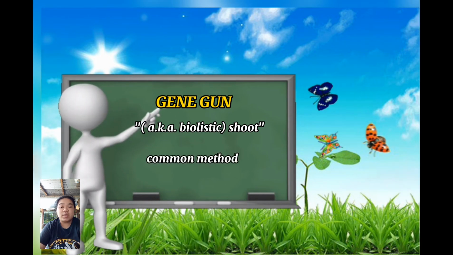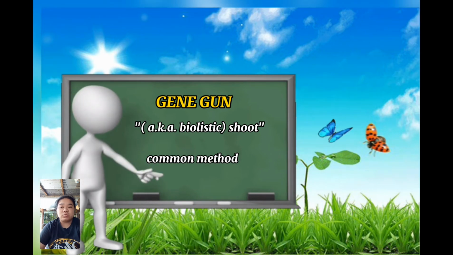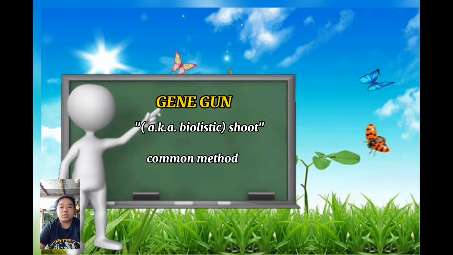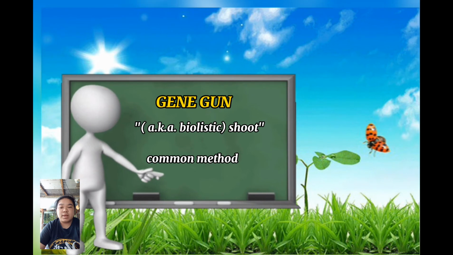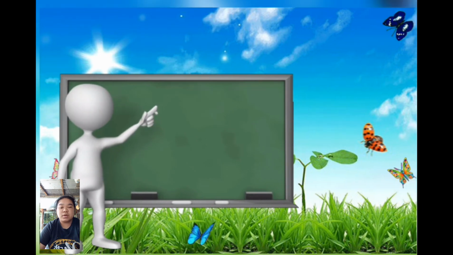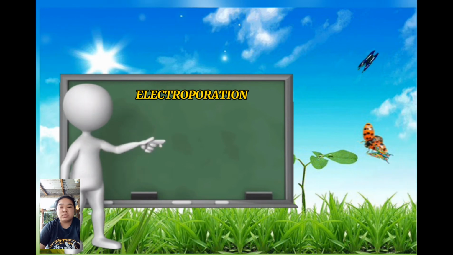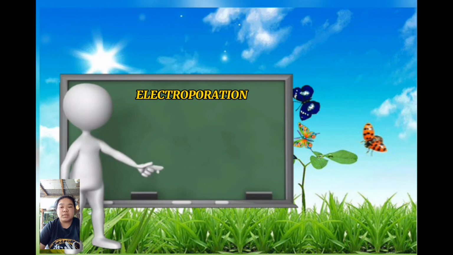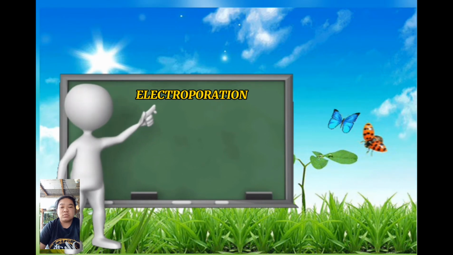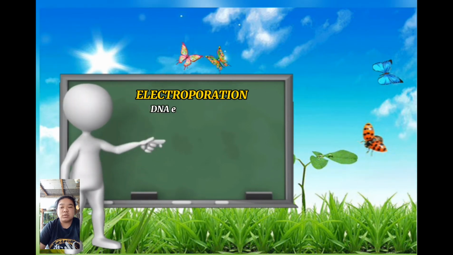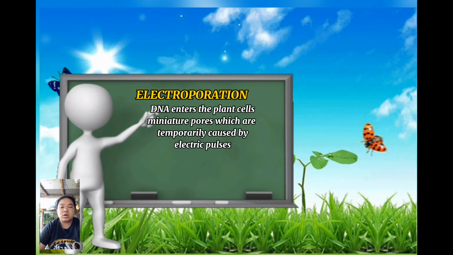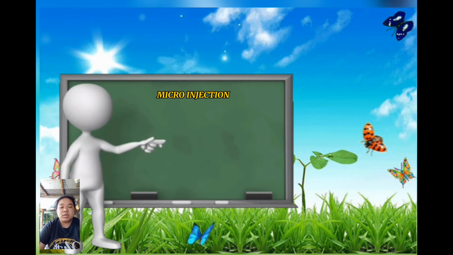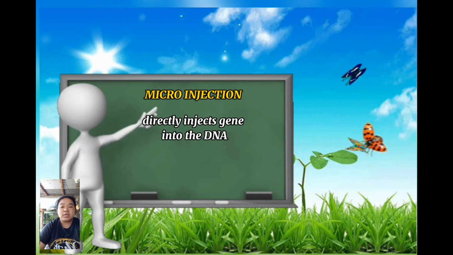It is the common method. DNA is bound to tiny particles of gold or tungsten, which are subsequently shot into plant tissue or single plant cells under high pressure. And the electroporation is used when the plant tissue does not contain cell walls. In this technique, the DNA enters the plant cells through miniature pores, which are temporarily caused by electric pulses. The microinjection directly injects the gene into the DNA.